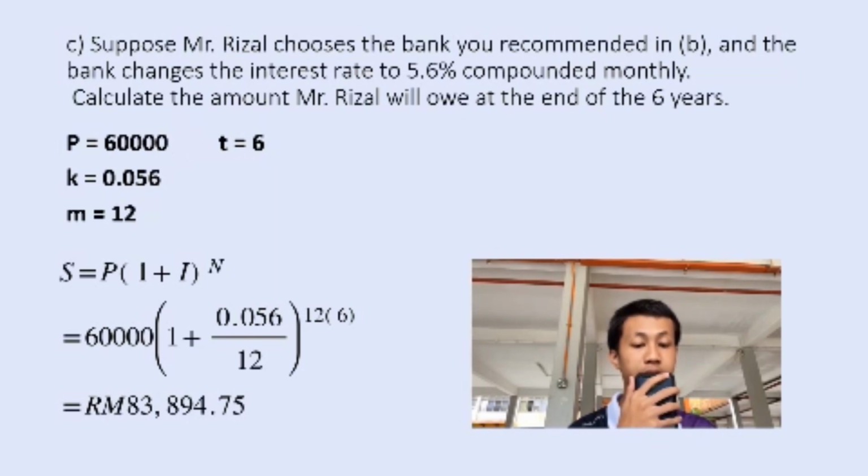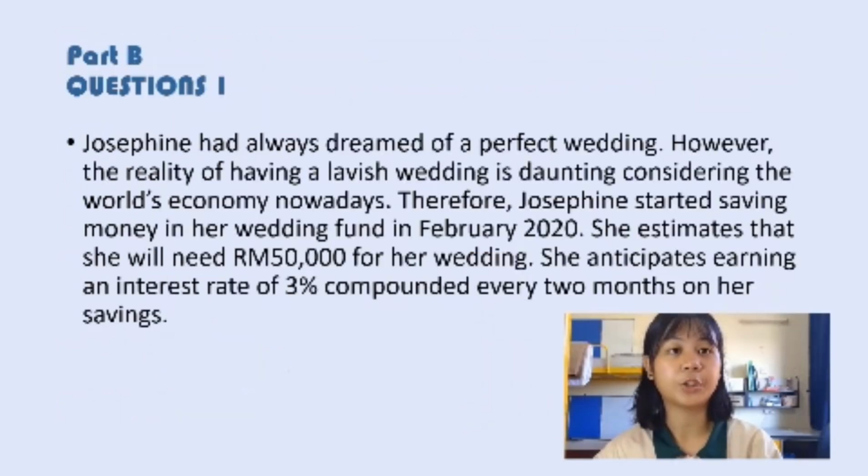As for Question A part C, from the question above, the things we can extract are: the principal is 60,000, the interest rate is 0.056, M is 12 because it is compounded monthly, and the time is 6 years. From the information above, we substitute into the formula S equals P(1 + i)^n, and we get 60,000 (1 + 0.056/12)^(12 × 6). The final answer that we get is 83,894 ringgit and 75 cents. Part B, Question 1.